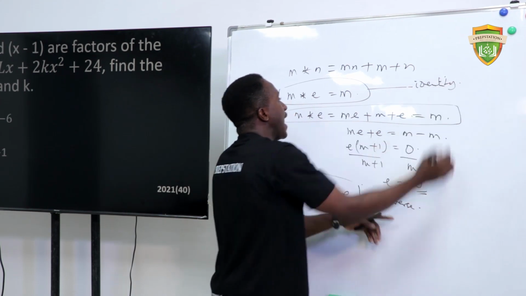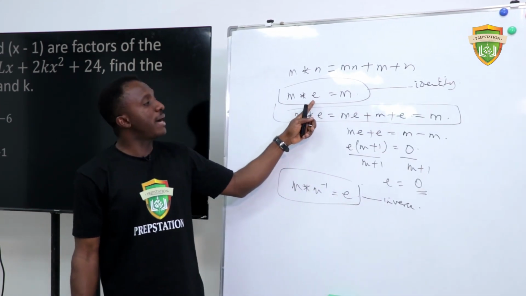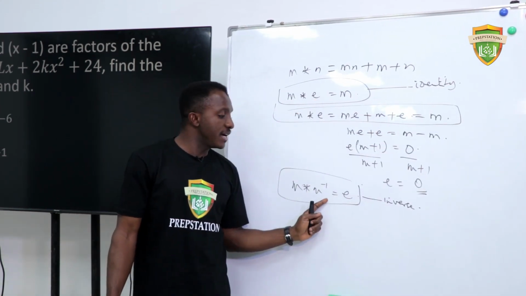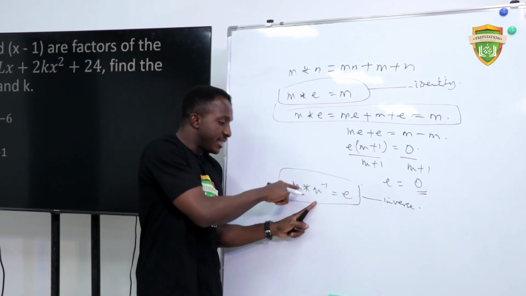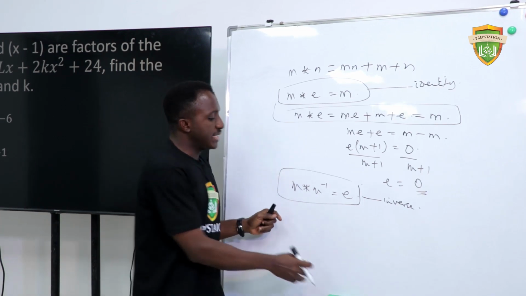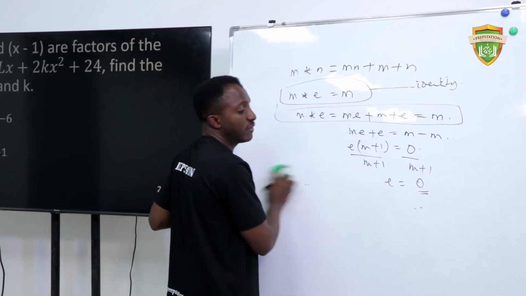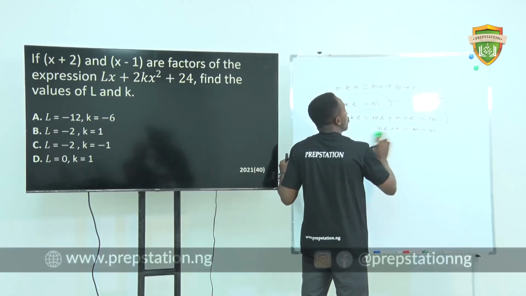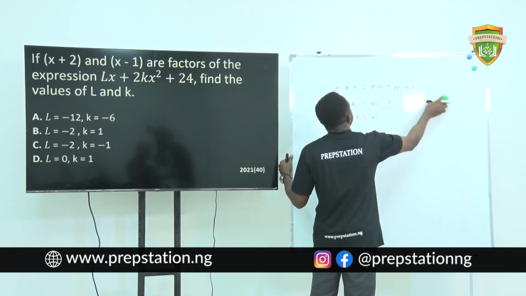Do not forget, the identity element is denoted by the letter E, while the inverse is denoted by that letter raised to the power -1. So that is that for binary operation. For want of time, we may not solve many more questions on binary operation. Let's quickly go to the next question.